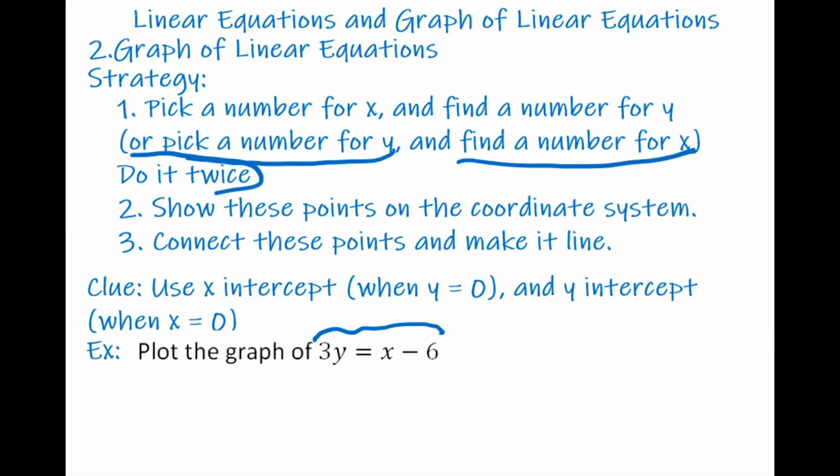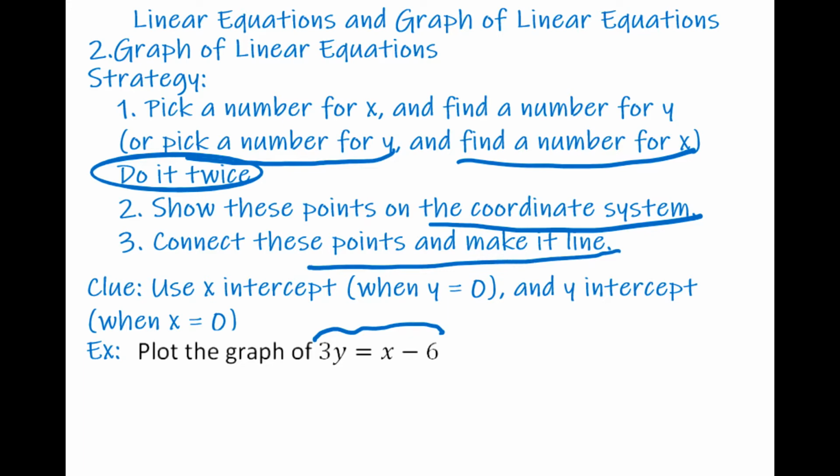So it says do it twice because we're going to need 2 points. And then after finding those 2 points, we will show those 2 points on the coordinate system, and then we're going to connect those points to make it a line. And we have a clue here. It says use x-intercepts, which means this is the case when y is equal to 0.